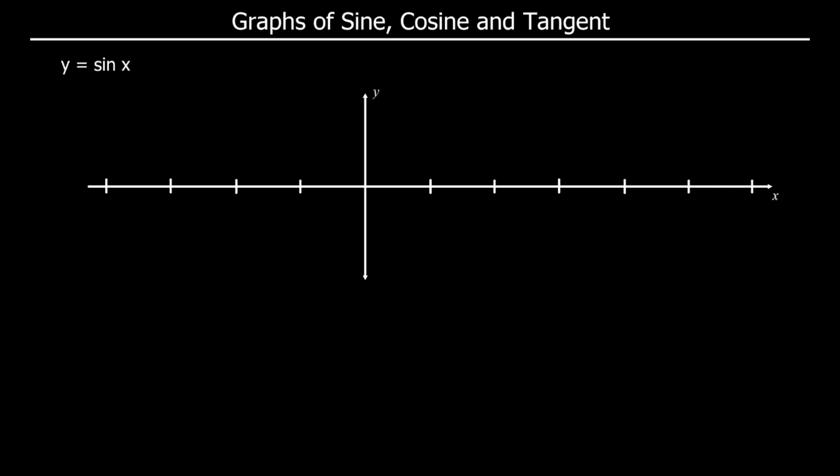Now we're going to be looking at the graphs of sine, cosine and tangent. We'll do sine first. The sine graph goes between 1 and -1. So its highest value is 1, its lowest is -1. It starts at 0, goes through the origin. So 0, 0, up to 1, back down.